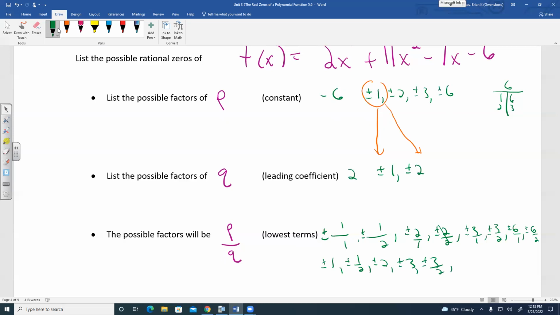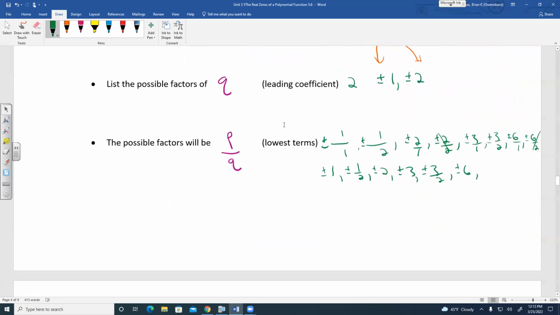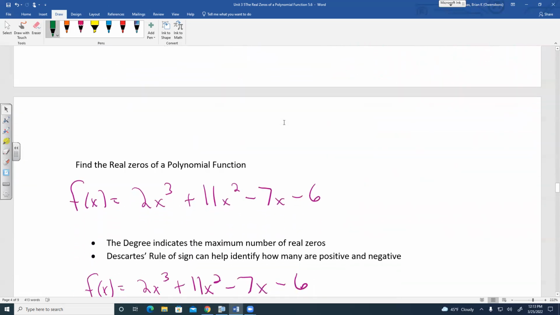Plus or minus 6 over 1 will be just plus or minus 6. And 6 over 2 is the same thing as plus or minus 3, so that is really just repeated. So that would be our list of possible factors for this polynomial function. So what do we do with this information? Let's see what we have going on next here.